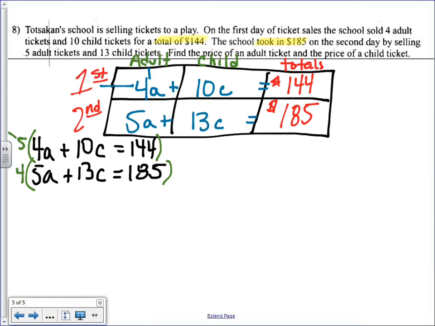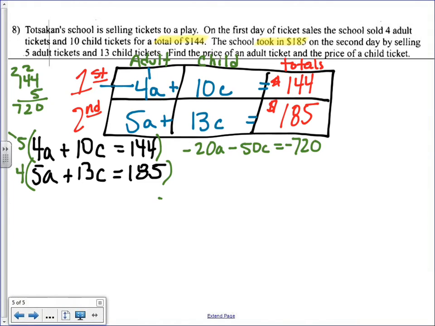So I know I want to make them both 20, so let's multiply the top one by 5, the bottom one by 4, but I have to make one of them negative. So you know what? I'm going to make the top one negative. So if I multiply the top equation by negative 5, I'm going to get negative 20A minus 50C equals 144 times 5. I don't know that off the top of my head, so we have to do some margin math here. 4 times 5 is 20, carry the 2. 4 times 5 is 20, plus 2 is 22, carry the 2. 5 times 1 is 5, plus 2 is 7. So 720. But of course it's negative 720.